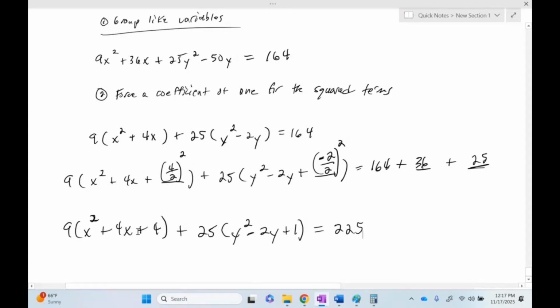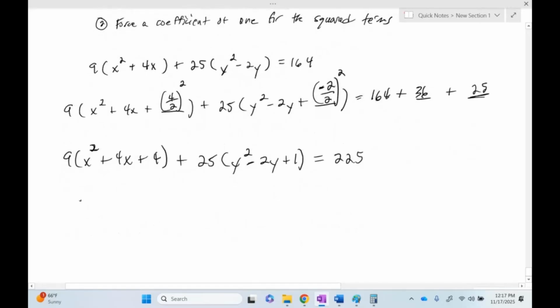So we completed the square. That means these things should be perfect squares. So I'm going to write this as 9 times x plus 2 quantity squared, plus 25 times y minus 1 quantity squared, is equal to 225.